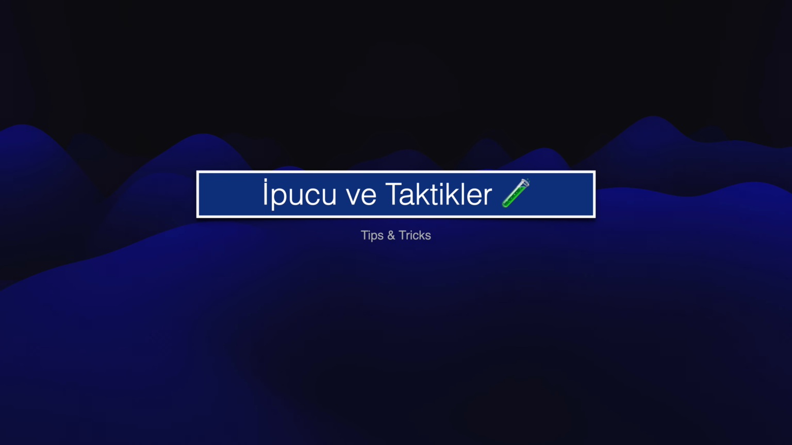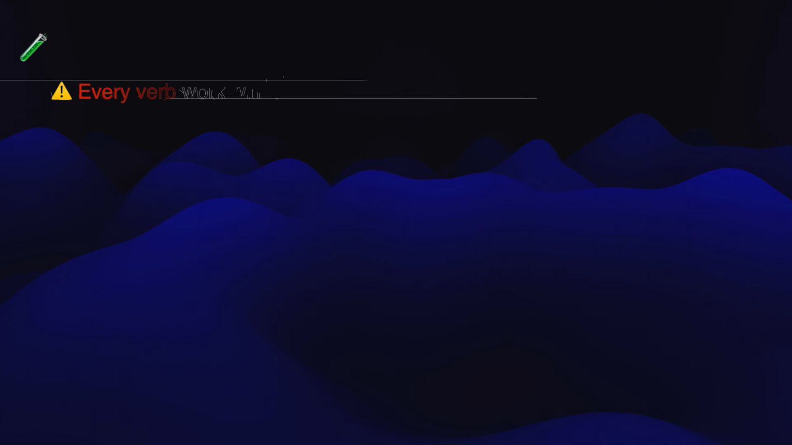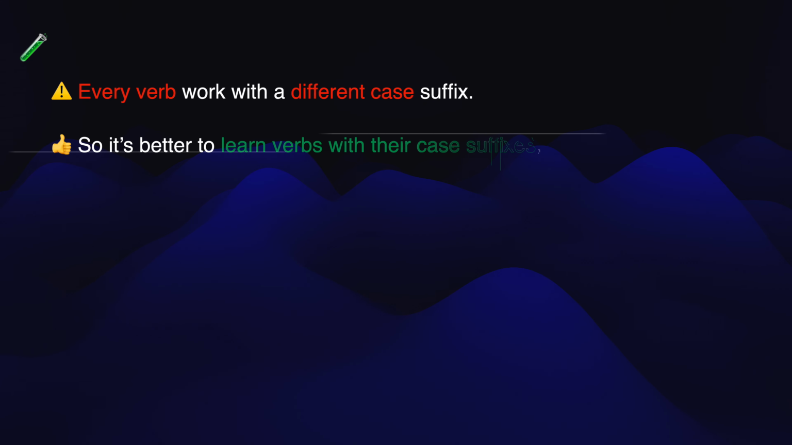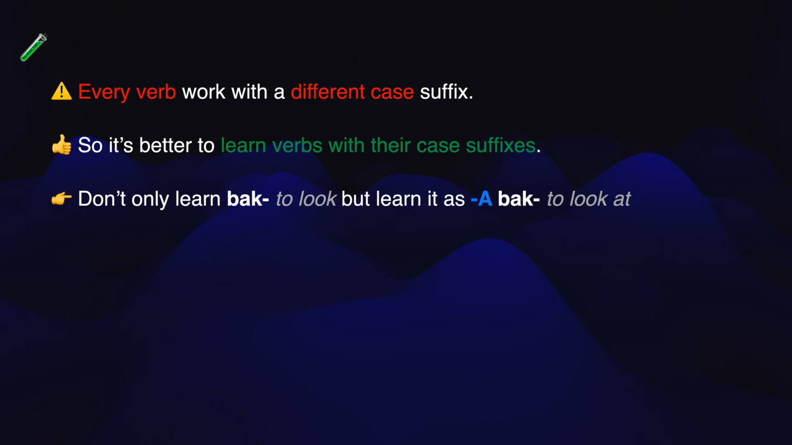Now let's see some tips and tricks. İpucu ve taktikler. Every verb in Turkish works with a different case suffix. This is very important. Every verb works with a different case suffix. Sorry for my typo. So it's better to learn verbs with their case suffixes. Do not only learn bakmak, which means to look, but learn it as a bakmak, to look at.